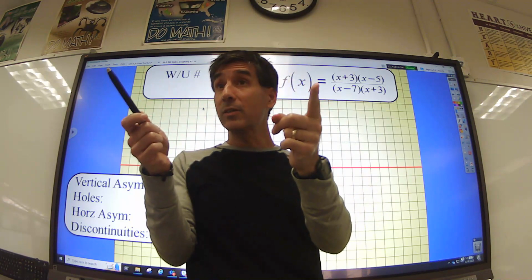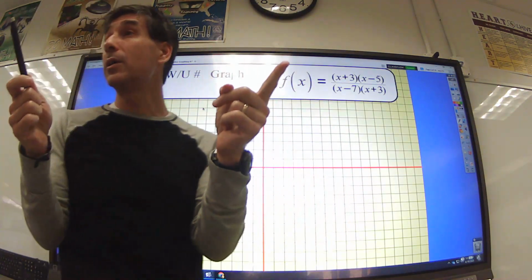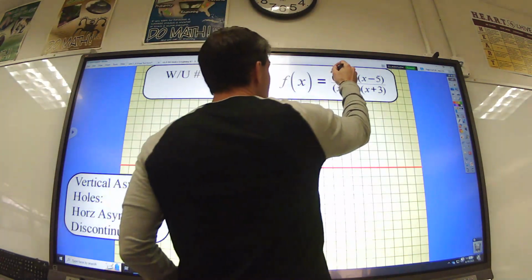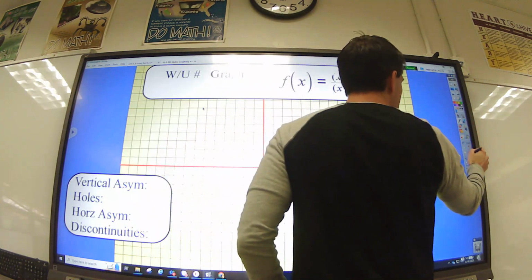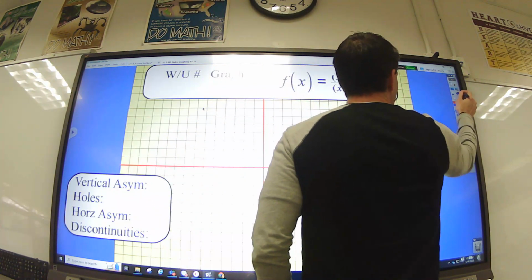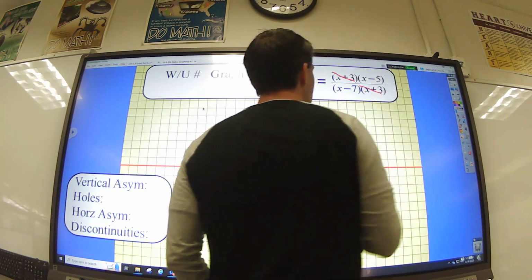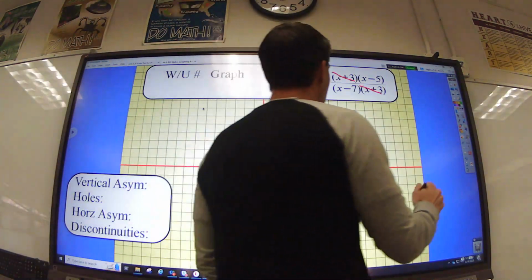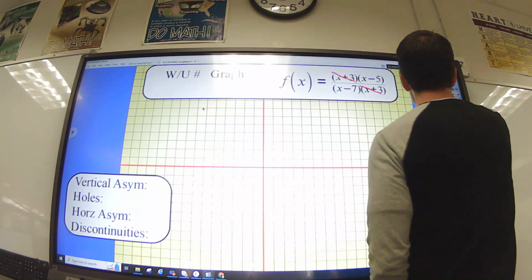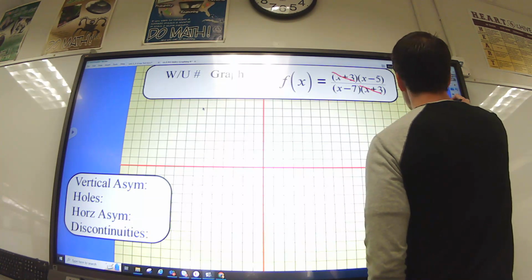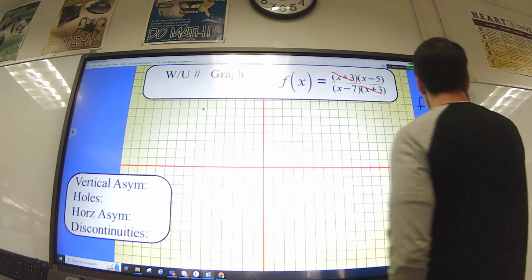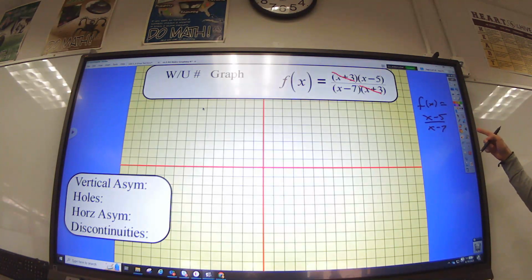You can cancel out an x plus 3. You guys see how you can cancel out the x plus 3? So we're going to cancel that out, and we're going to have a new equation here. We have a new equation, x plus 3 over x minus 5. My new equation, which I cannot fit, but I'm going to write it right here, is going to be f of x equals now x minus 5 over x minus 7. This is the function we're going to graph right now. We're going to get back to this in just a second.